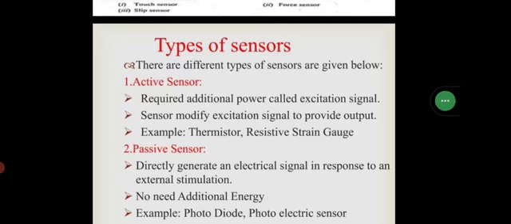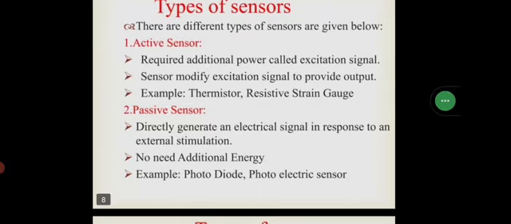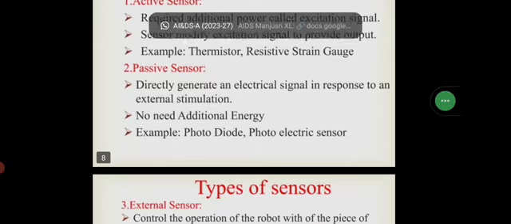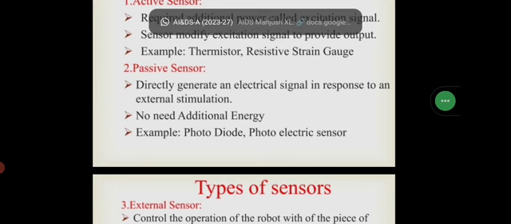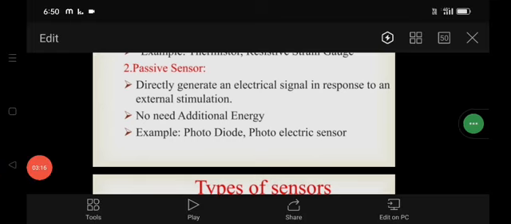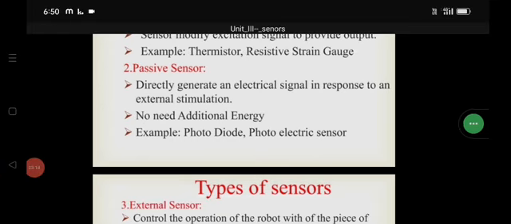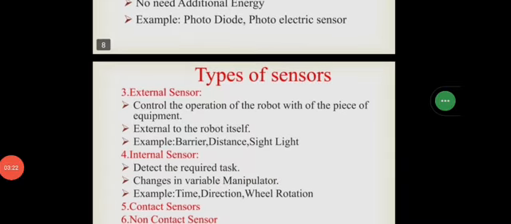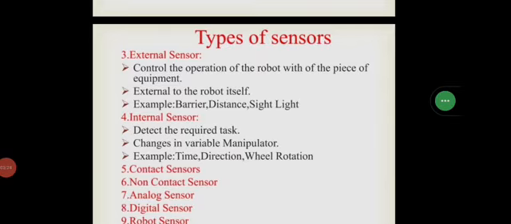For example, an active sensor requires additional power called an excitation signal. The sensor modifies the excitation signal to provide the output, for example, thermistor, resistive strain gauge. A passive sensor directly generates an electrical signal in response to an external stimulation. No need of additional energy, for example, photodiode, photoelectric sensor. External sensors control the operation of the robot with the piece of equipment.